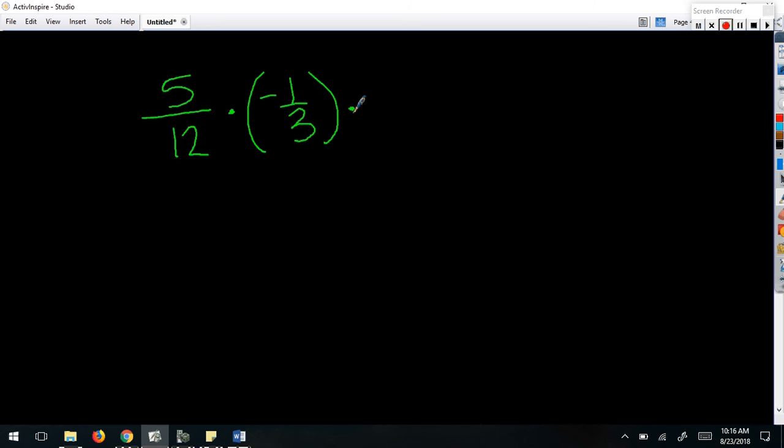Let's do another. Let's throw some negatives in here so we have to practice a little bit with that. Times, let's do negative 1/3 times negative 8 over 15. Tell me my negative rules as I multiply and divide. What is a negative times a positive? Negative. What's a negative times a negative? A positive.